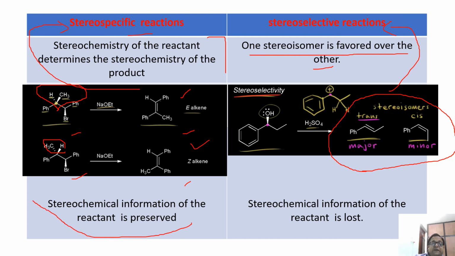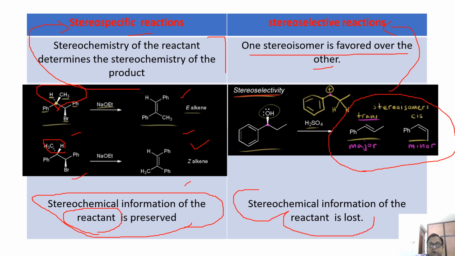In stereospecific reaction, stereochemical information of the reactant is preserved. But in case of stereoselective reaction, stereochemical information of the reactant is not preserved, means it is lost.